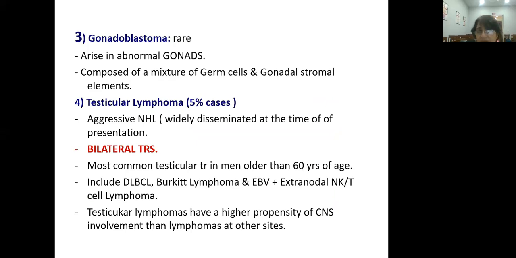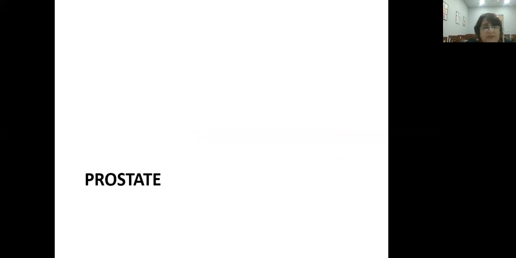Testicular lymphoma, remember, constitutes 5% of cases, and the testicular lymphomas are usually non-Hodgkin's lymphoma, and are the commonest testicular cancer in males older than 60 years of age. The important point to remember regarding a testicular lymphoma is that these are bilateral. They are bilateral and they are non-Hodgkin's lymphoma. And testicular lymphomas have a higher propensity of producing CNS metastasis than the lymphomas at other sites. So that finishes the testicular tumors.